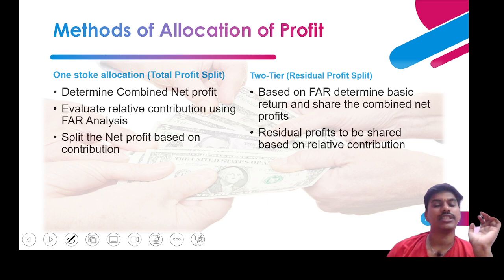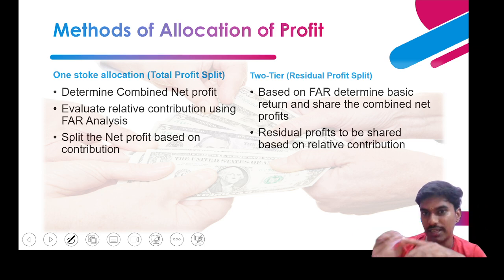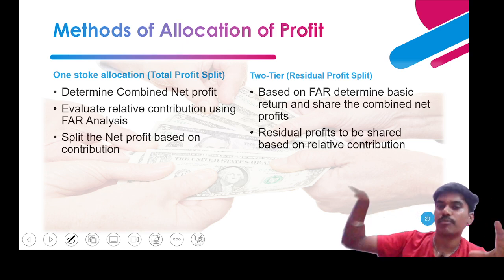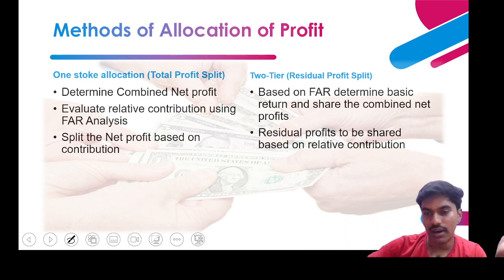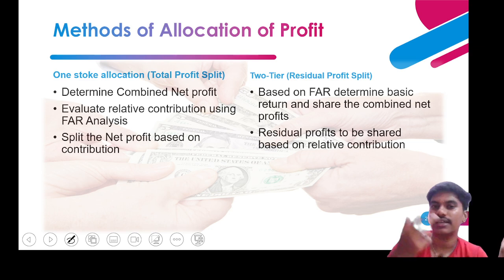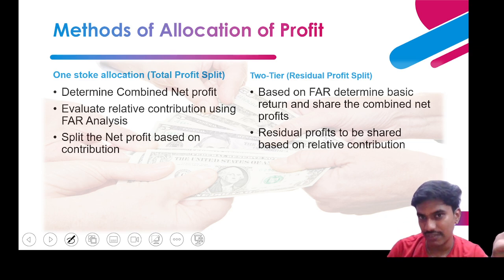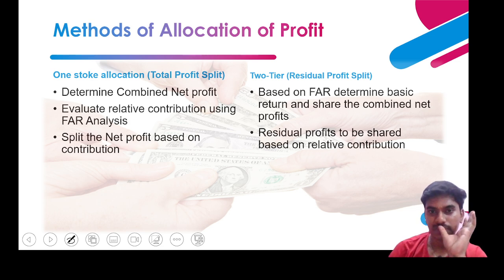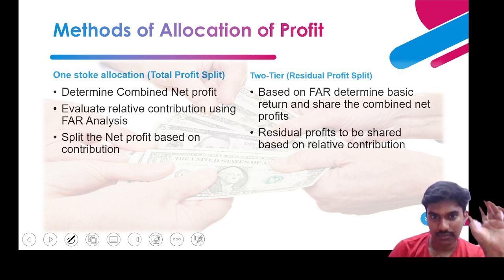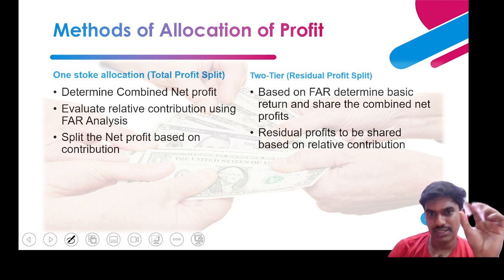So what are all the functions performed by each of the associated enterprises in this transaction? What is the asset employed by one entity in the other entity? What risk does the entity take? Does it take foreign currency risk? Does it have employee risk? Does it have asset risk? Does it have collection risk? All those things will be discussed in detail. Based on that, the net profit will be split. That's the first part. Second level, after the profit is earned, first a basic return will be given.